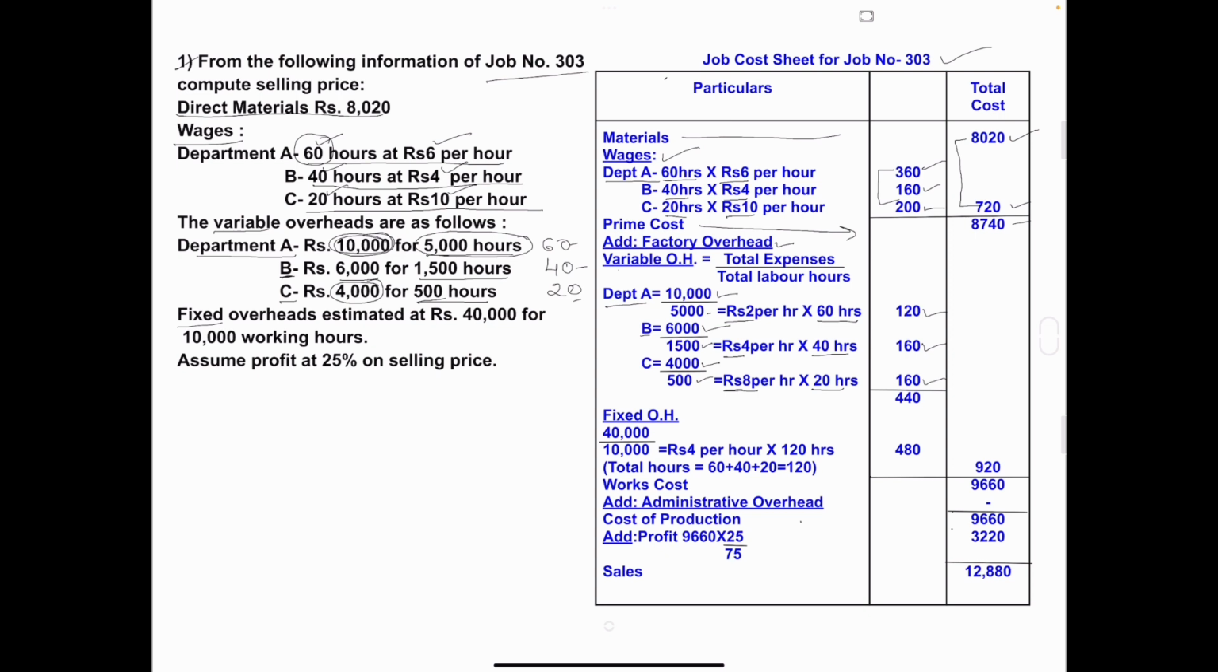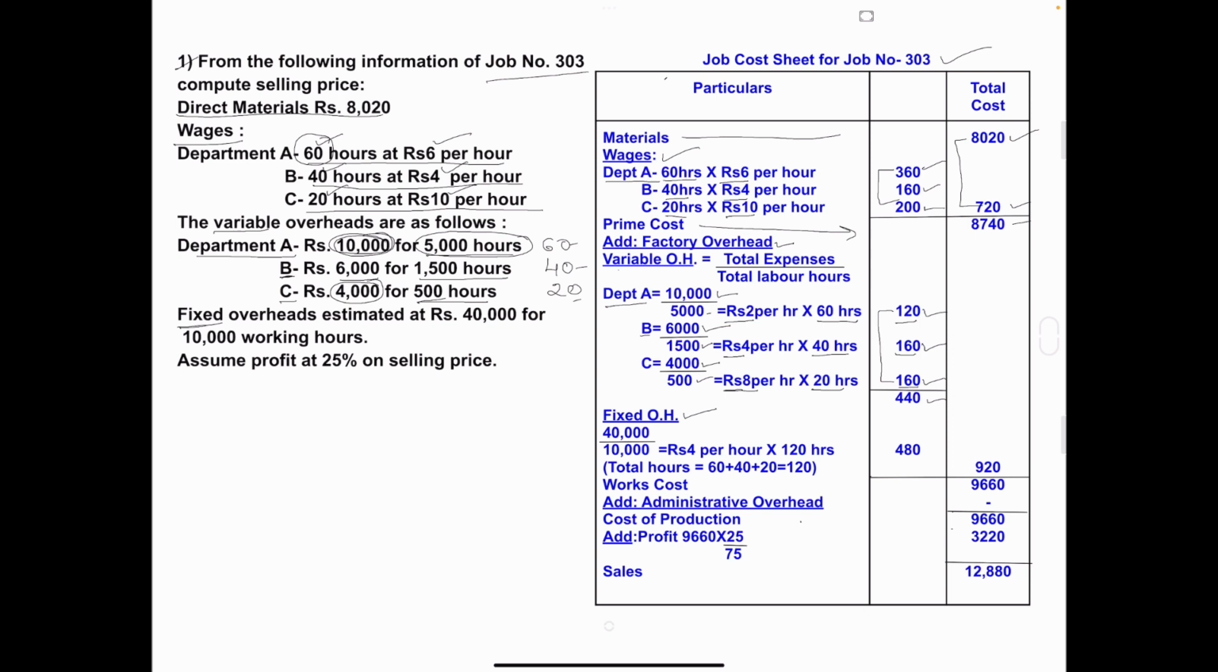So department A variable overhead amount is 120, department B 160 and C department amount is 160. Add these three amounts. 120 plus 160 plus 160 and the total is 440. Next we will take fixed overhead.